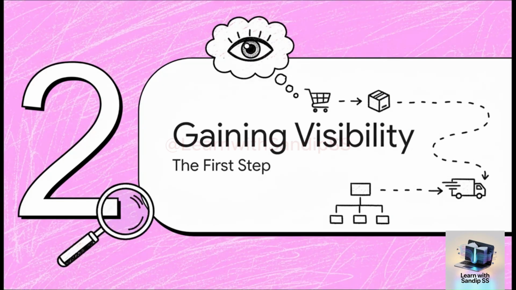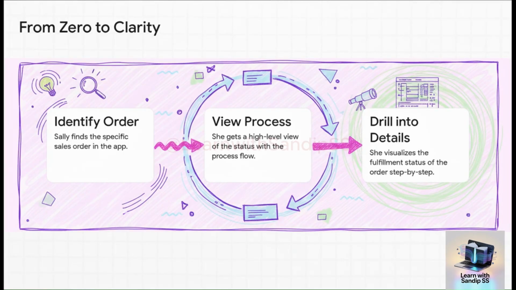Okay, so you can't fix what you can't see, right? The very first step for Sally is just to get total visibility, to see that complete picture of the order's journey. Let's walk through how she does it. And you'll see this is actually super straightforward. We're talking 3 simple steps to go from complete darkness to total clarity. First, she just finds the order. Then, she gets that high-level bird's-eye view. And finally, she can drill down into all the nitty-gritty details.